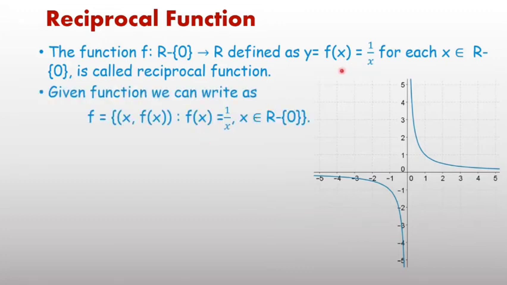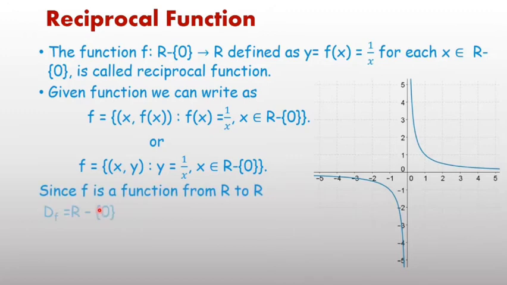So remember the condition: the domain of a function means possible values of x, and the values of f(x), or values of y, are known as the range. Here for x, we can put any real number except 0. Therefore, the domain of this function is R minus {0}, meaning real numbers except 0.